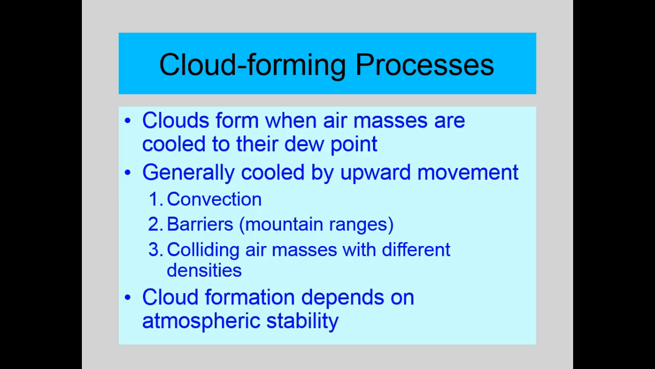Okay? So that's colliding air masses with different density. A cool air mass comes in with high density, a warm air mass with lower density. They're going to undercut each other. Okay? That may be the cooling by the colliding air masses. Now, the cloud formation depends on the atmospheric stability.